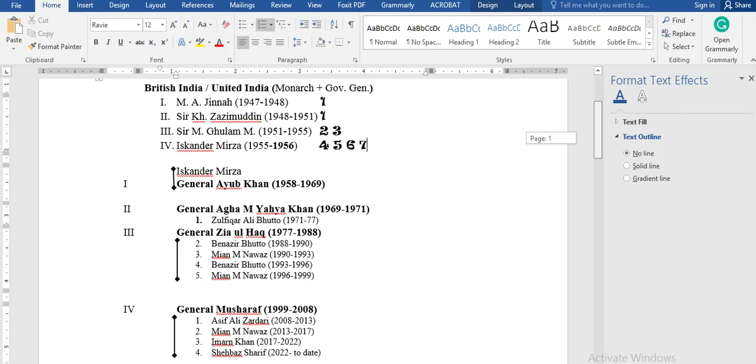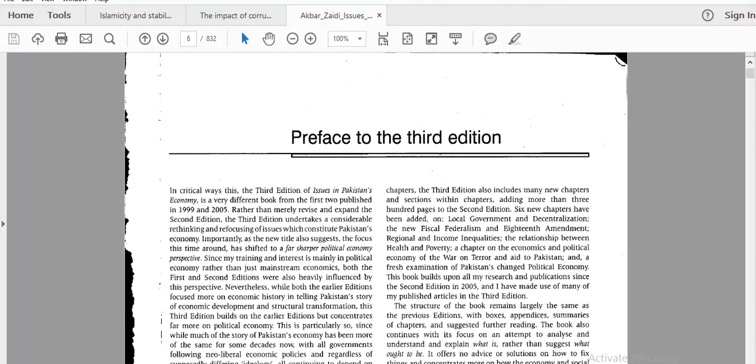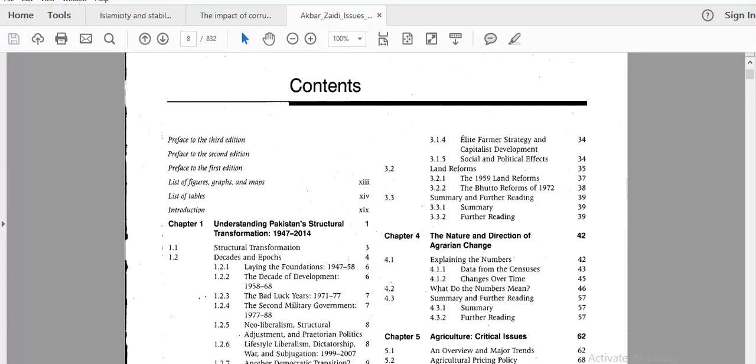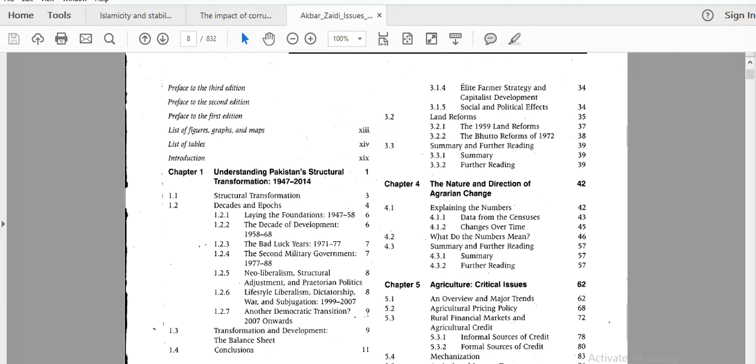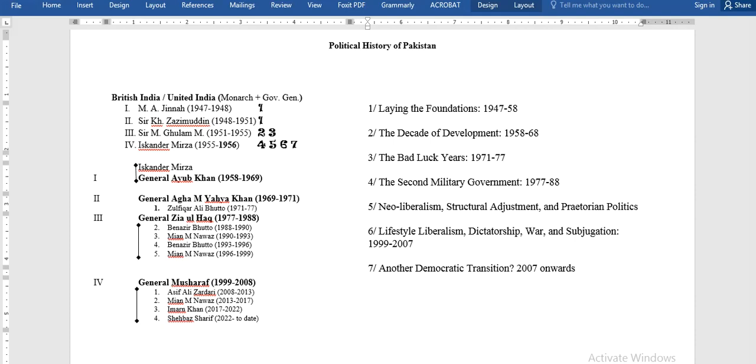This is the brief history, and now let me link this history with the first chapter of the book. Right, this is your book, and section 1.2 mentions the decades and epochs. Let me copy this text. I think this text is not copyable. Let me pause the video to make some editing. So I have pasted the headings of the book chapter in this slide, and here we can see.